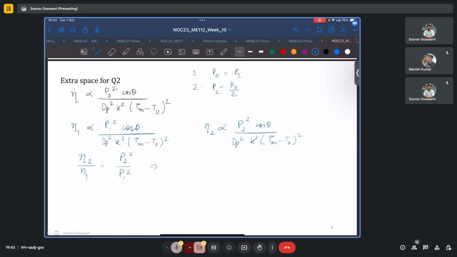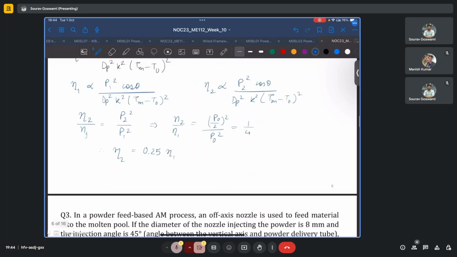This implies that eta 2 by eta 1 is equal to P2 by P1, where P2 is P naught by 2 and P1 is P naught itself. So 1 by 4, and therefore for the second scenario the efficiency is equal to 0.25 times the first. So by decreasing the power to half, we see that the catchment efficiency has decreased to 25% of the original catchment efficiency.